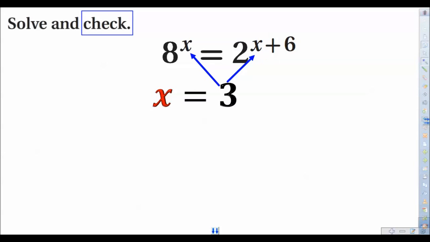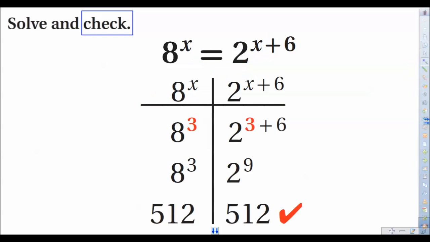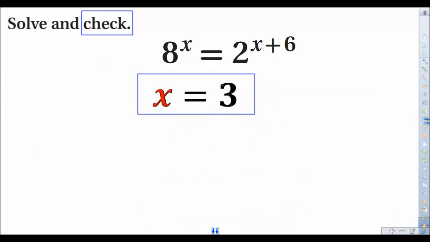And then we can check our answers here, right? If we check our answers and put 3 in for x and 3 in for the x plus 6 power, notice how this pans out. 8 to the 3rd, this is actually 2 to the 9th. Notice in both cases we get 512. If you got the same number, that means it worked. So x equals 3 is the correct answer.